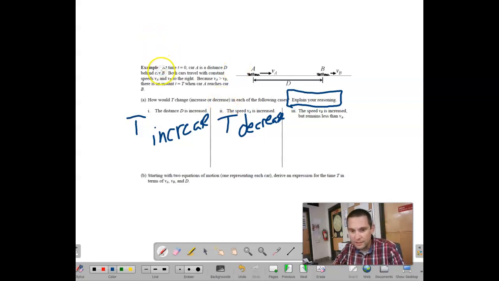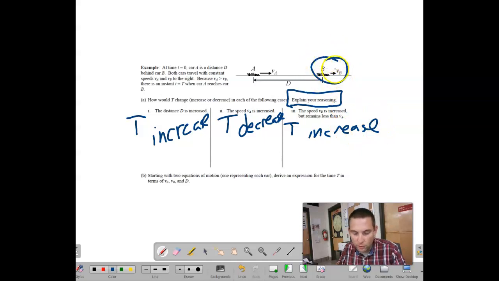And then finally, the speed VB is increased, but remains less than VA. That means the total time has to increase. If B is going faster, that's going to put more travel, so your capital D is going to increase. So it's going to take a lot more time to go that distance.